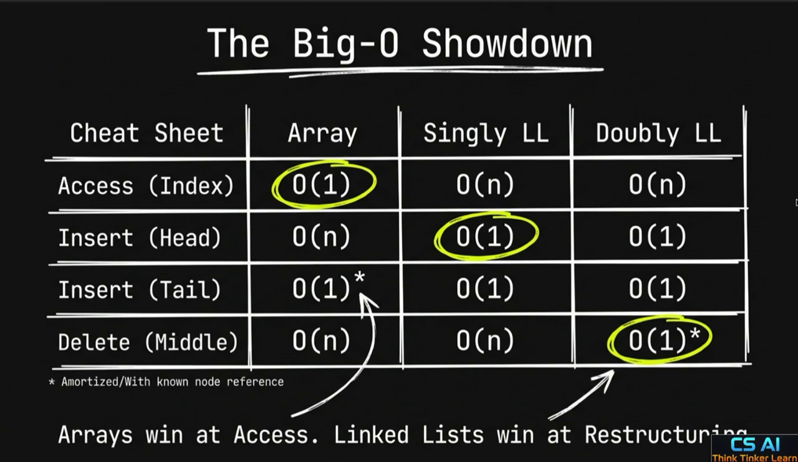Delete in the middle is O(n) for arrays and singly linked lists, but an optimized O(1) for doubly linked lists if you have the known node reference. In summary, arrays win at access, linked lists win at restructuring.